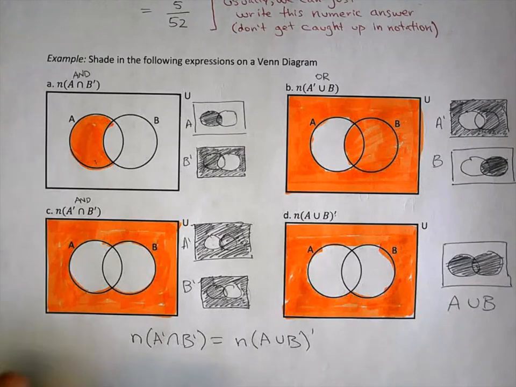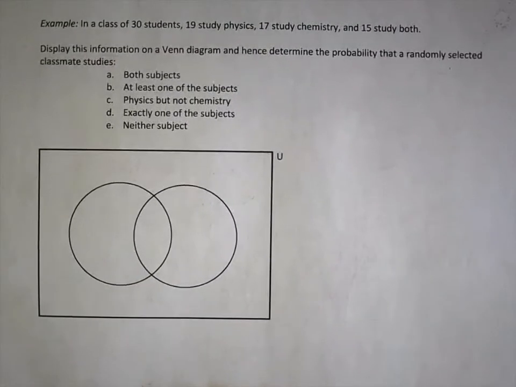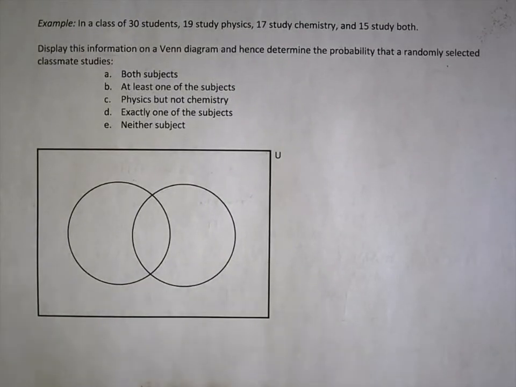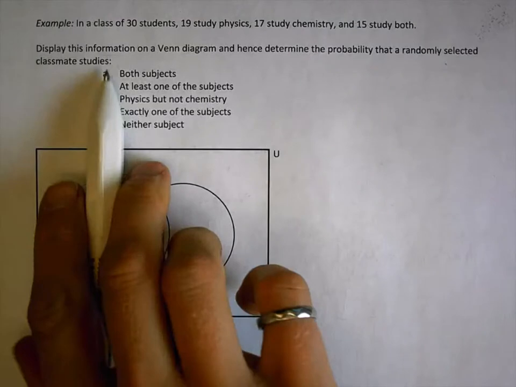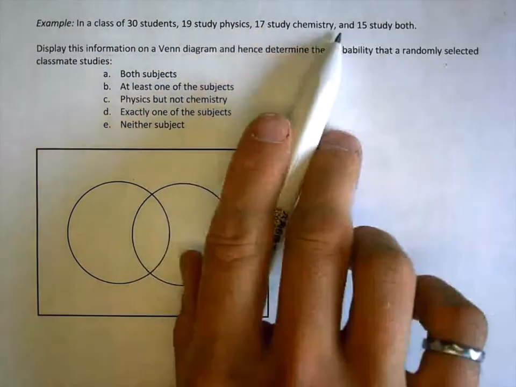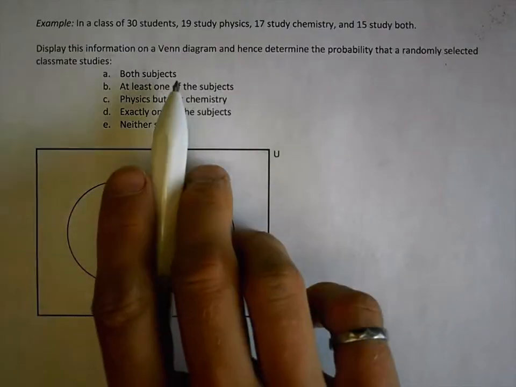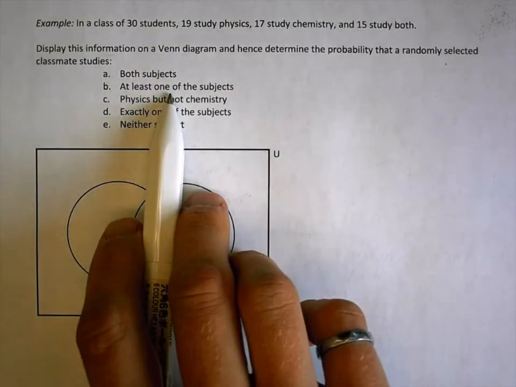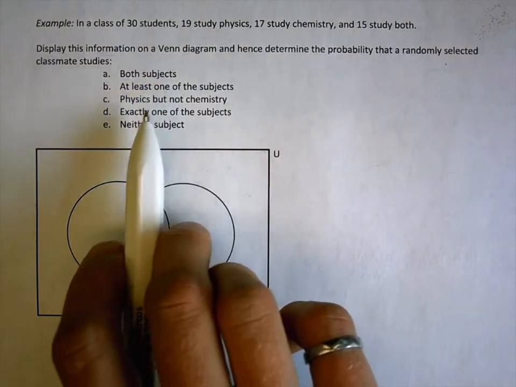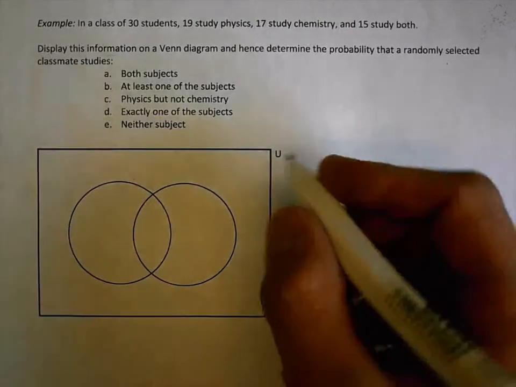Okay, let's do one long example. This is great because this is an example that is commonly on the IB exams, and they're actually not that challenging to do, but you just have to follow my strategy. In a class of 30 students, 19 study physics, 17 study chemistry, and 15 study both. Display this information on a Venn diagram and then calculate the probability that a student studies both, studies at least one, etc. Hence, let's talk about hence.